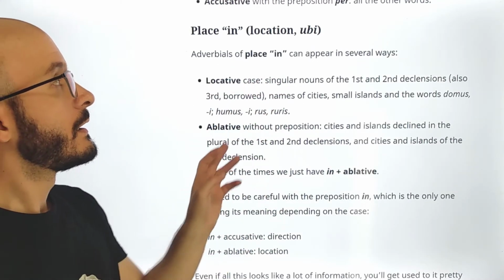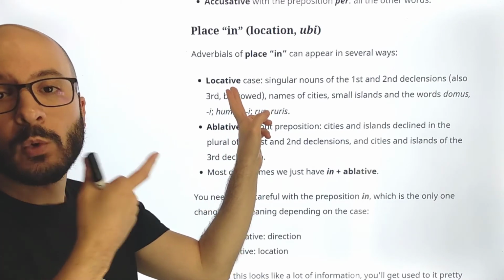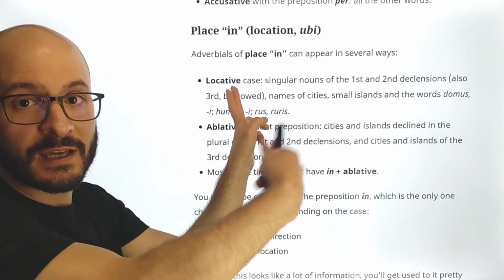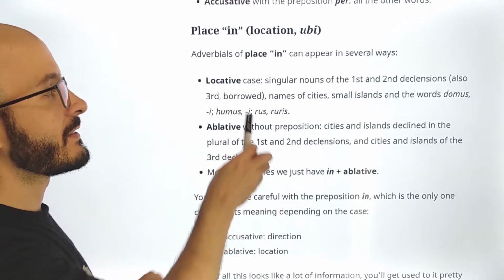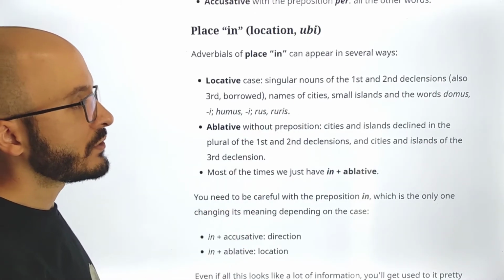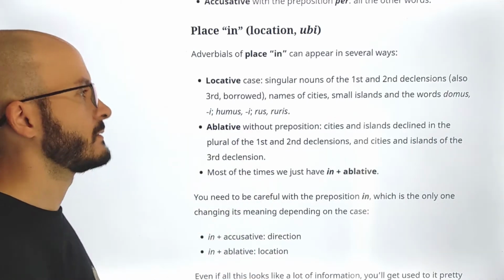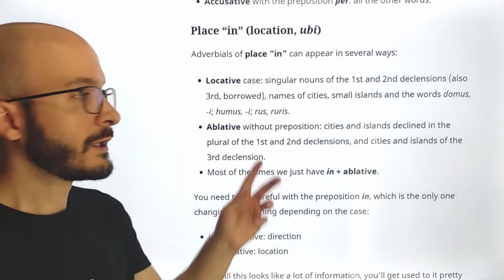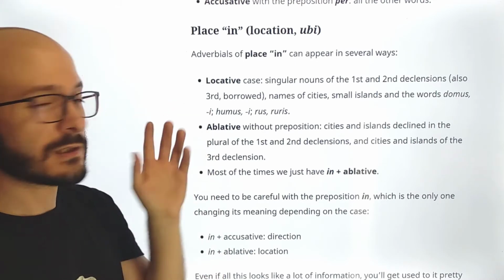Okay, so the location can appear in the locative case, which we know from the class of the 6 cases plus the 7th case, which we said is the locative case. But we can see that the locative case is not very common. It is only used in the singular nouns of the first and second declensions, also the third, it is borrowed, no matter. Names of cities, small islands, and the words domus, humus, rus. So again, we have the funny list. But again, for now, you don't have to worry about this locative thing.